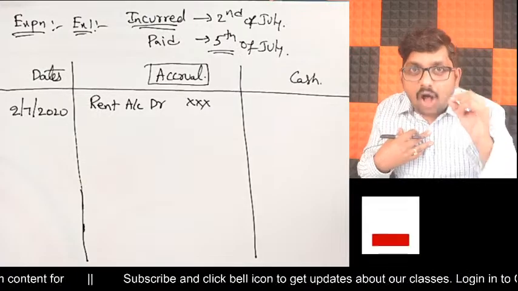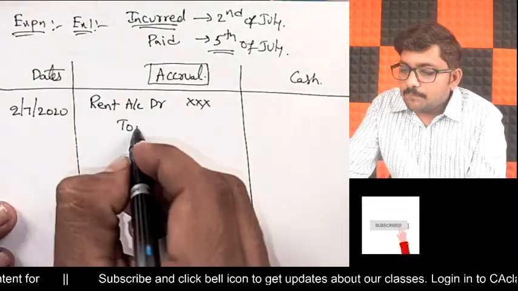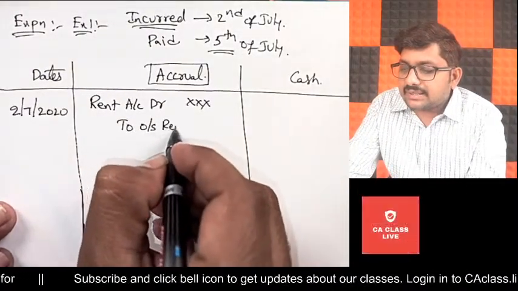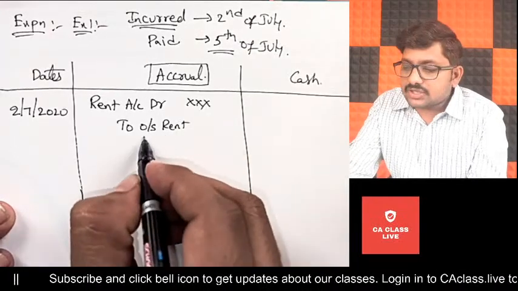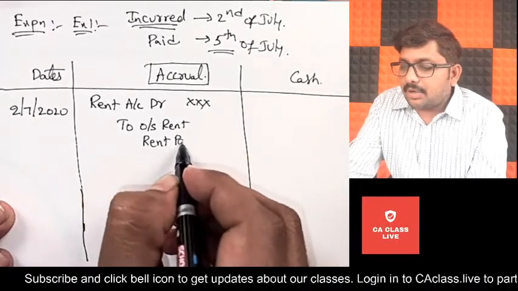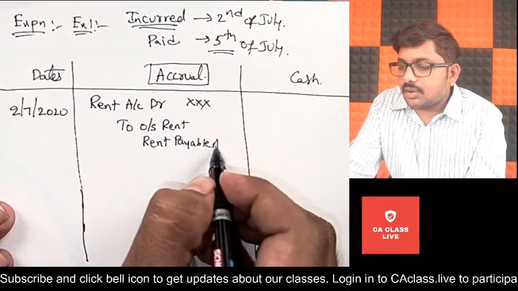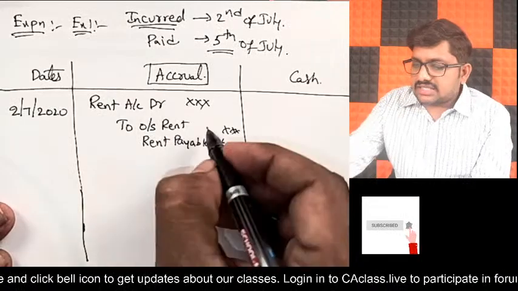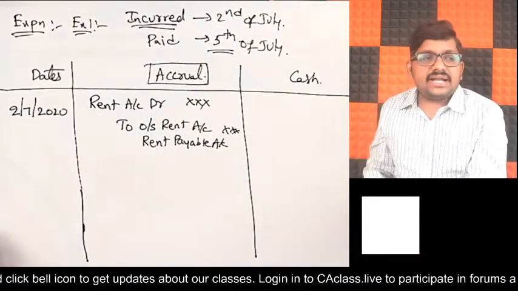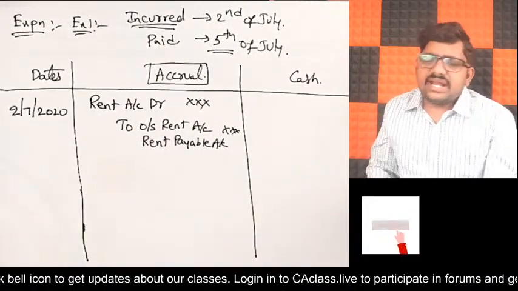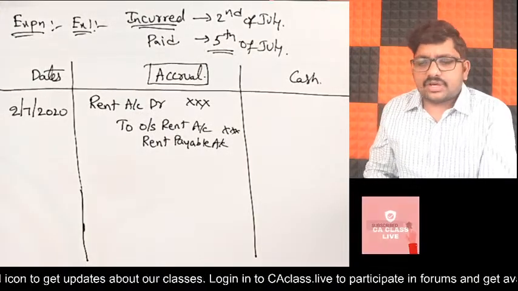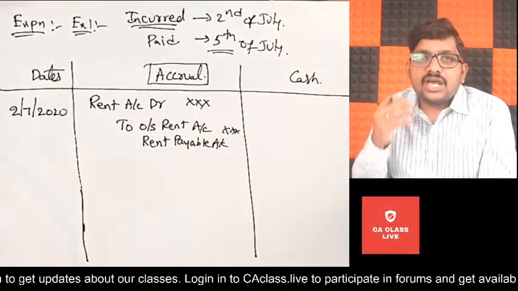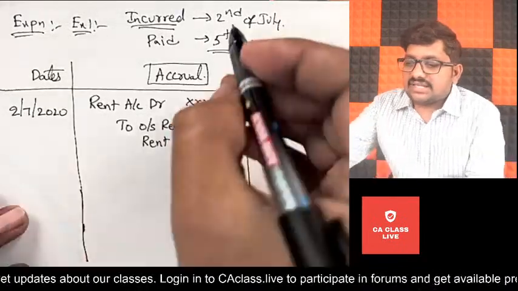I call that liability outstanding rent. Some people also call it rent payable account. Anything you can use, as per your choice, either outstanding rent or rent payable account. In any manner you can choose and write. Okay, now friends, once again, you have incurred the rent on 2nd of July.